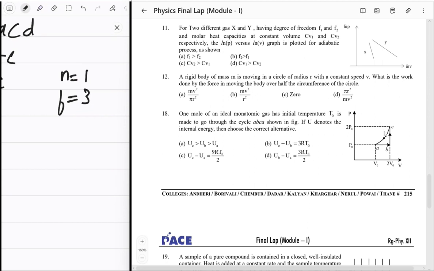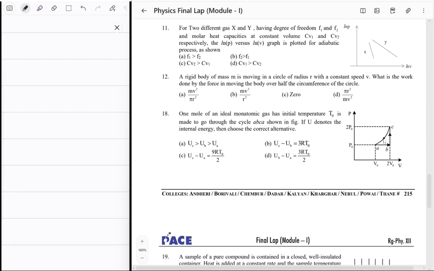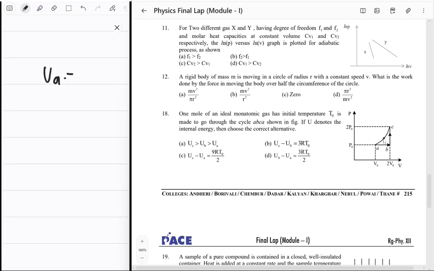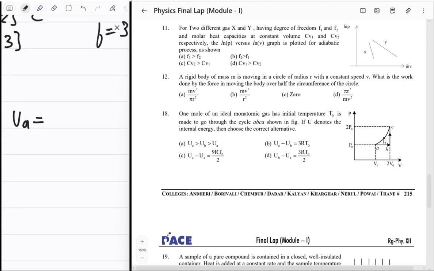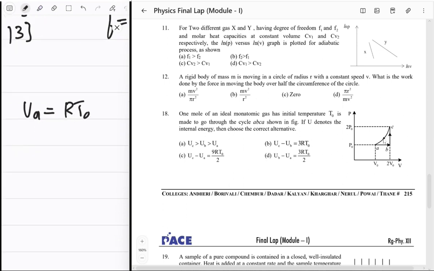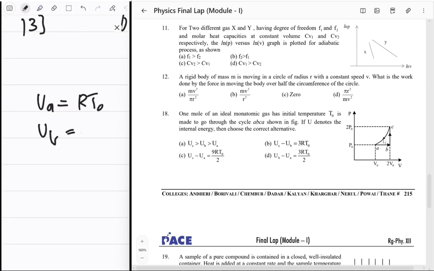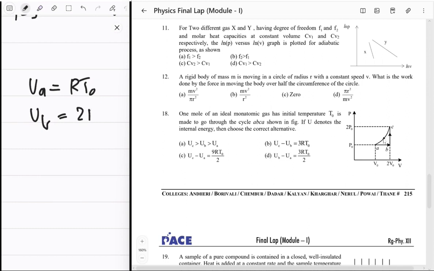Oh, come on, seriously, पीवी के पहले चेक करो. इसमें 1 आएगा, इसमें 2 आएगा, इसमें 2V 2P हो गया, 4 आएगा. So A is smaller than B, smaller than C. What's the big deal, right? So UA is equal to P naught V naught, which is RT naught because N is 1. UB is 2 RT naught. And UC is 4 RT naught. Cool.